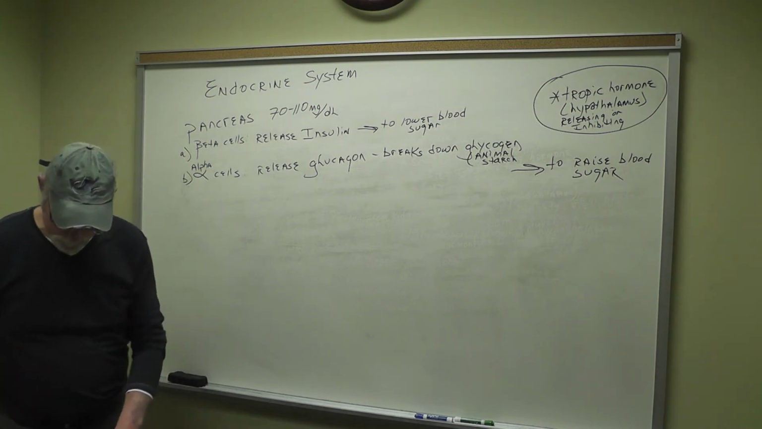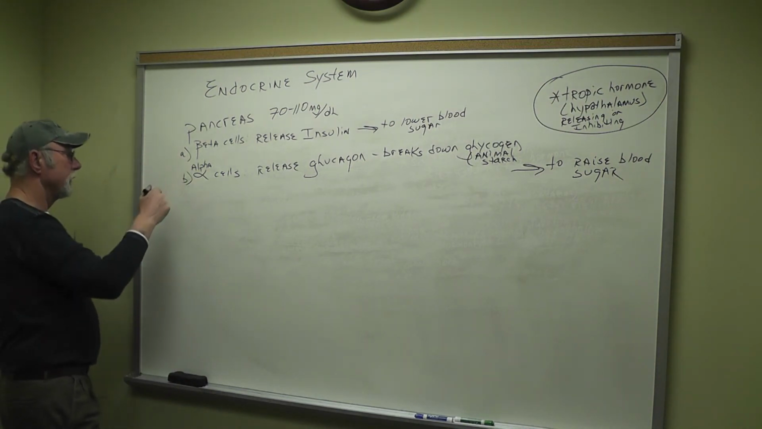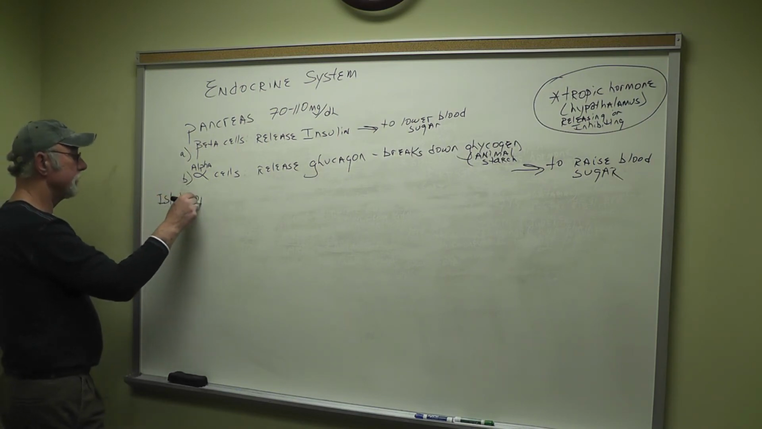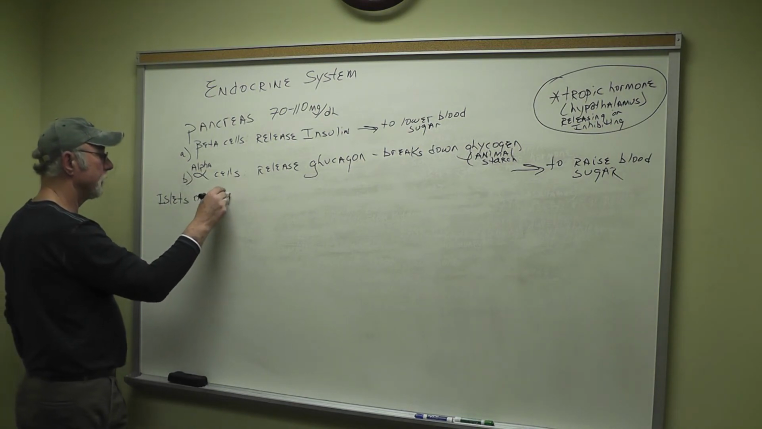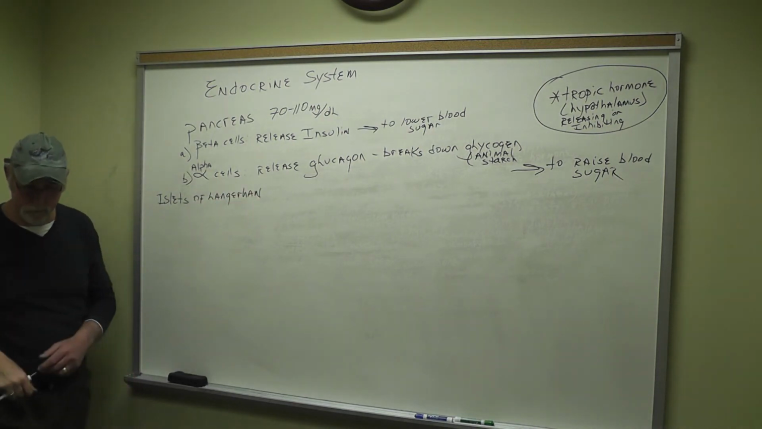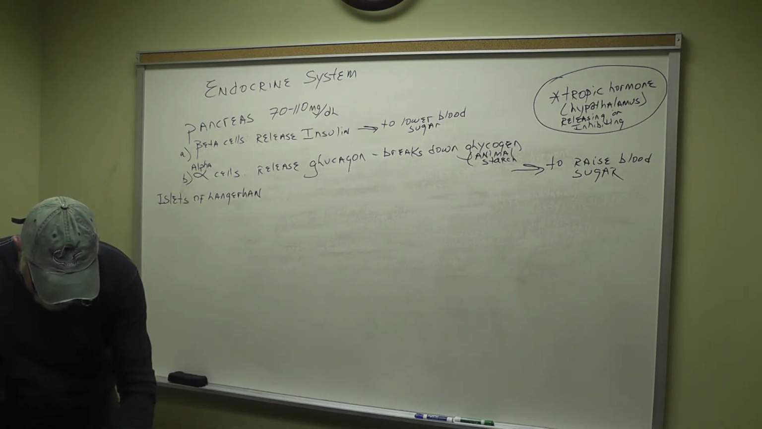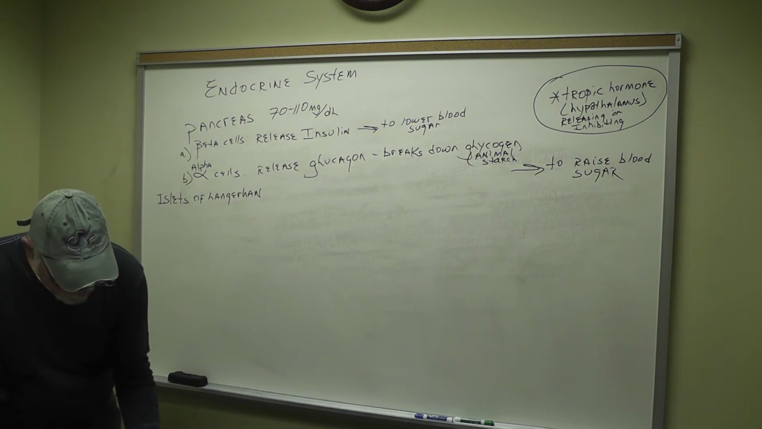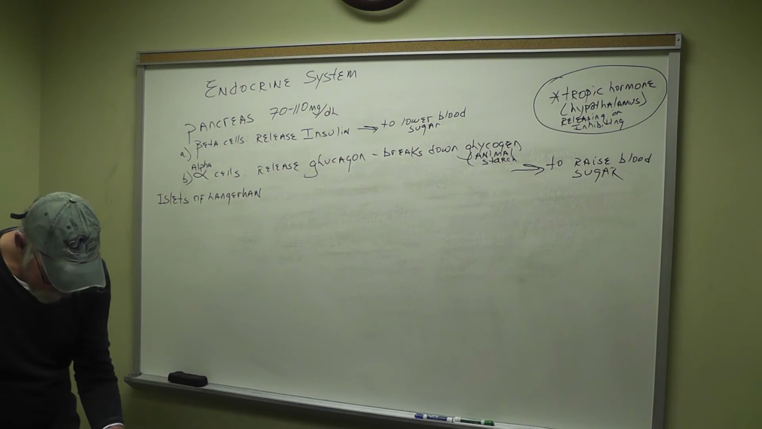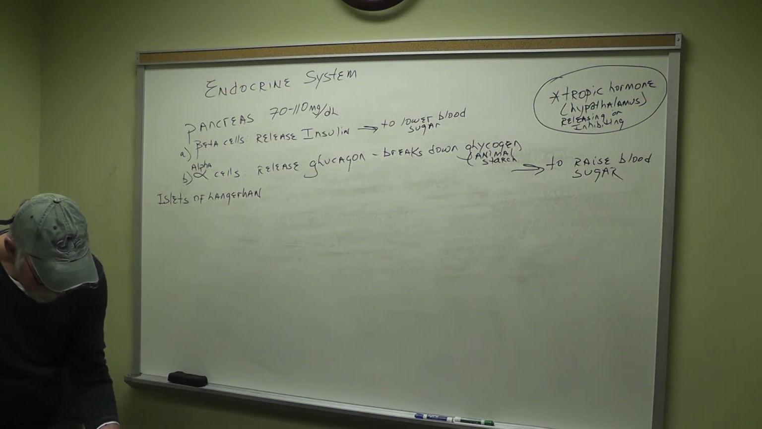Okay. And just, these cells collectively are referred to as the islet cells or islets of Langerhans. Named after the guy that characterized them, I guess. All right, Langerhans. All right. We know what insulin does. Controlled by negative feedback.